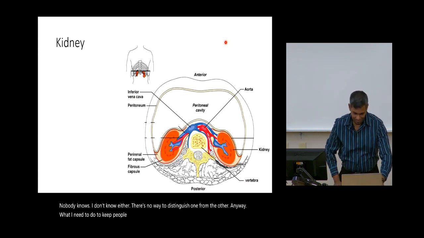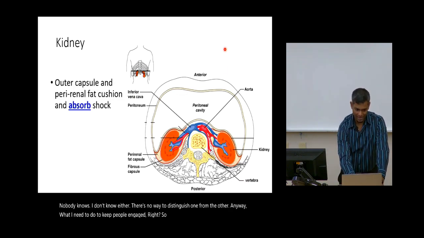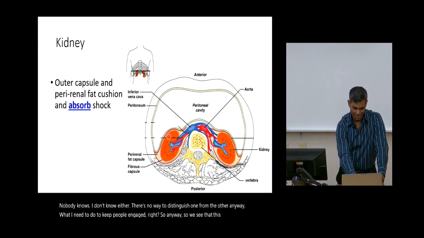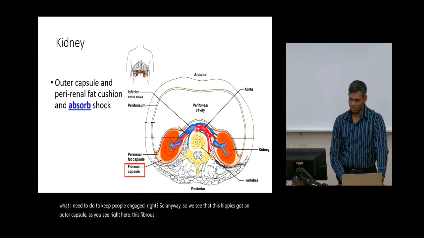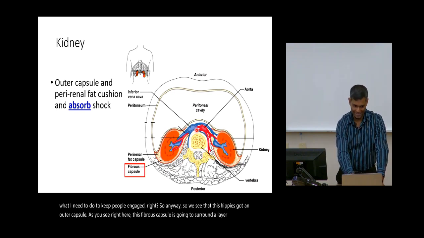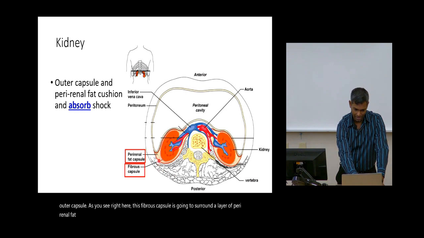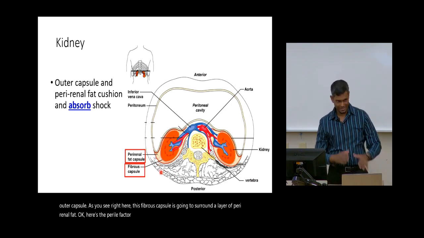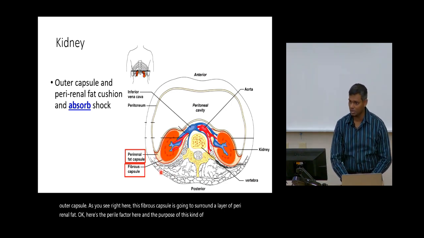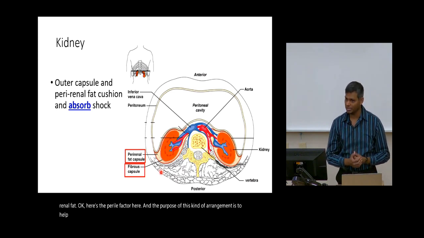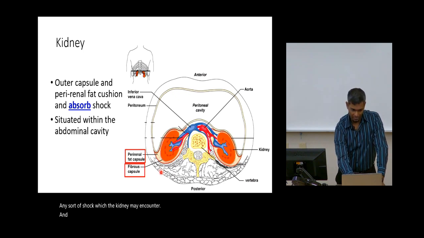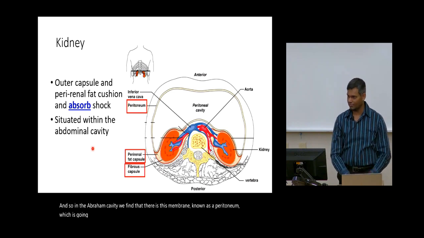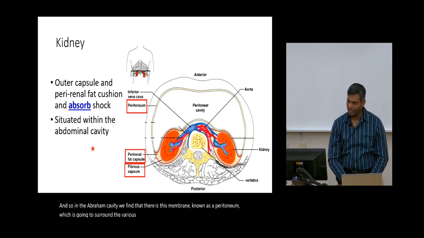So anyway, we see that this kidney has an outer capsule, as you see right here. This fibrous capsule is going to surround a layer of perirenal fat. Here's the perirenal fat shown here, and the purpose of this kind of arrangement is to help absorb any sort of shock which the kidney may encounter. And in the abdominal cavity, we find that there is this membrane known as the peritoneum, which is going to surround the various structures in the abdominal cavity.